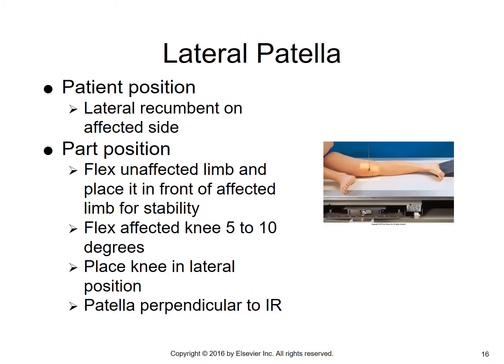For the lateral of the patella, lateral recumbent on the affected side. Flex the unaffected limb and place it in front of the affected limb for stability. Take a look at the picture there. Notice the difference here in the amount that you're going to bend the knee. Remember, for the lateral of the knee, you bent more than this 5 to 10 degrees for the patella. The knee is in a lateral position, and the patella is perpendicular to the IR.